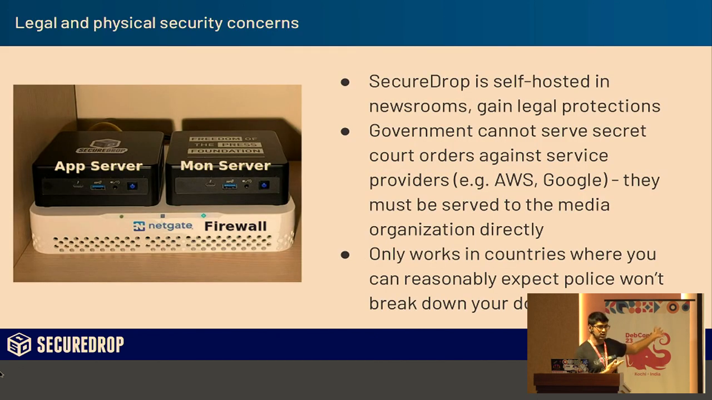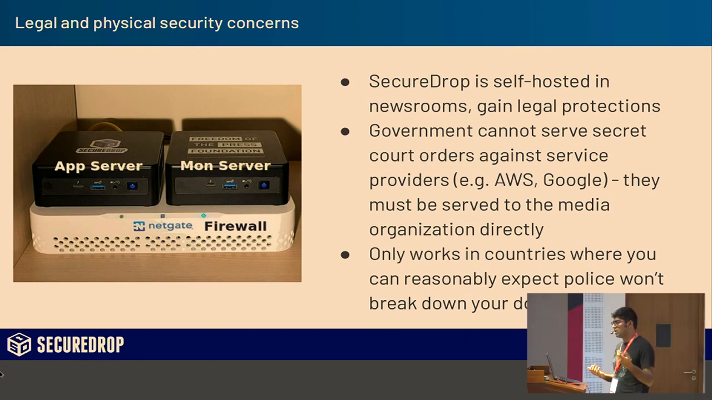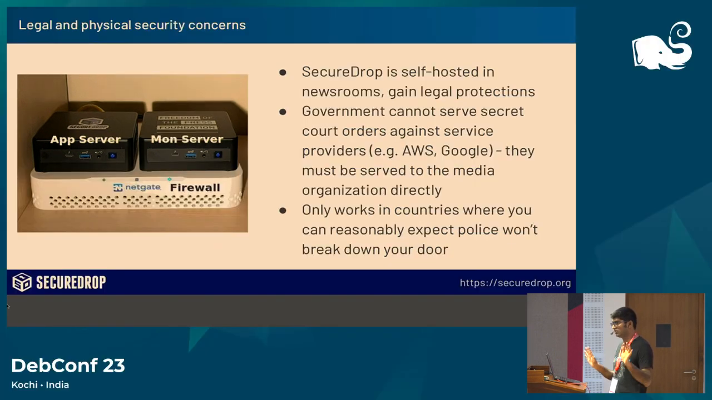This is what it looks like in practice. There's two servers. These are Intel NUCs, and a NUC is basically just an overpowered Raspberry Pi. And there's a hardware firewall that protects both of them. One of the key things is that this is physically hosted in newsrooms. So at Freedom of the Press Foundation, we have no access to any of these. We have no insight into what's happening besides what you can see publicly, like whether it's up or down.